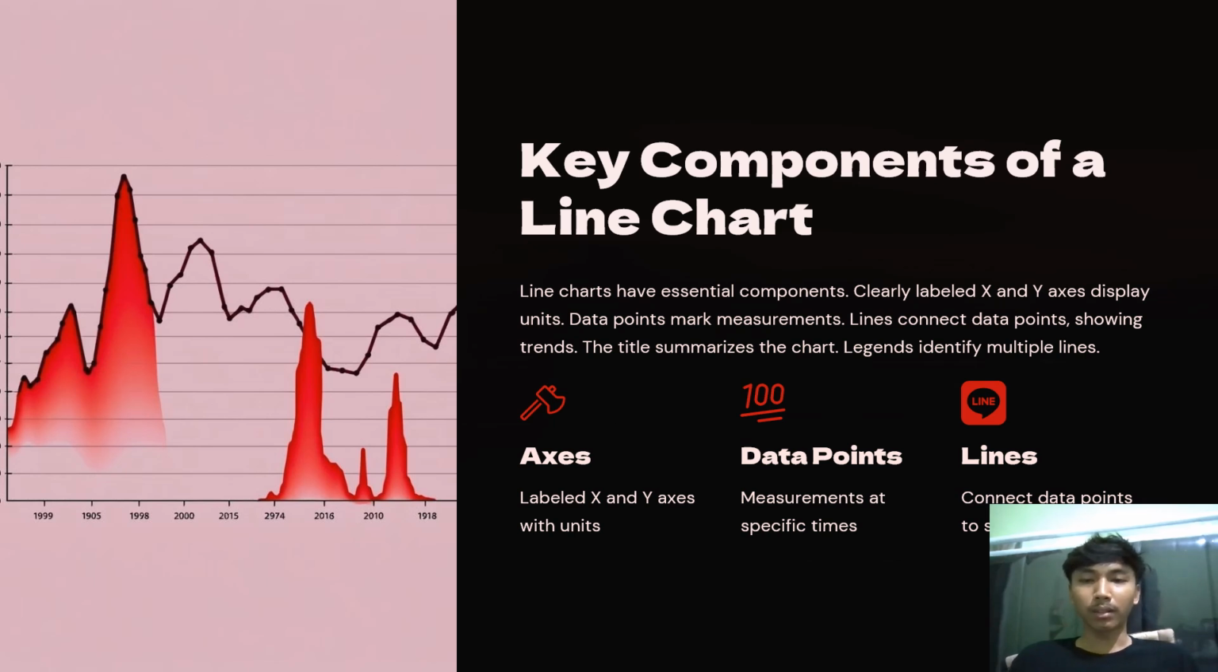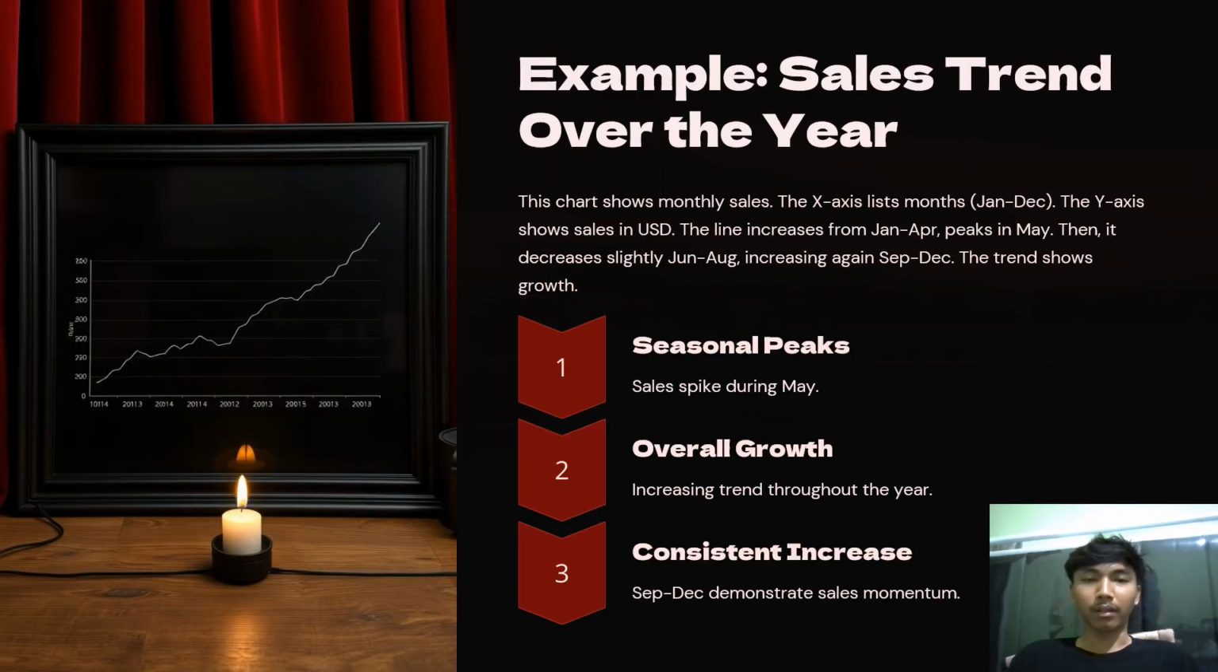And the second one is data points. It is measurement at specific times. The last is lines connect data points. And in this slide, we will see the example of the line chart. And the topic is sales trend over the years.